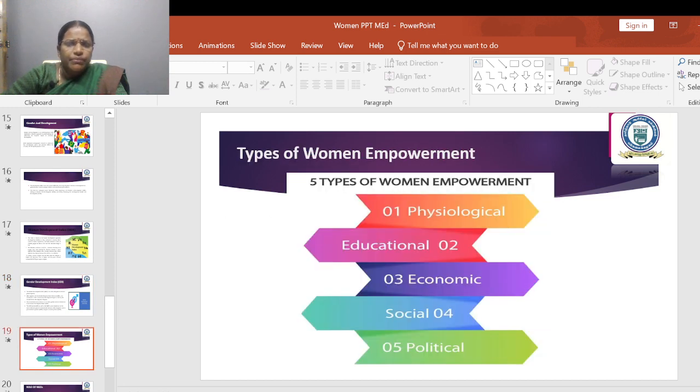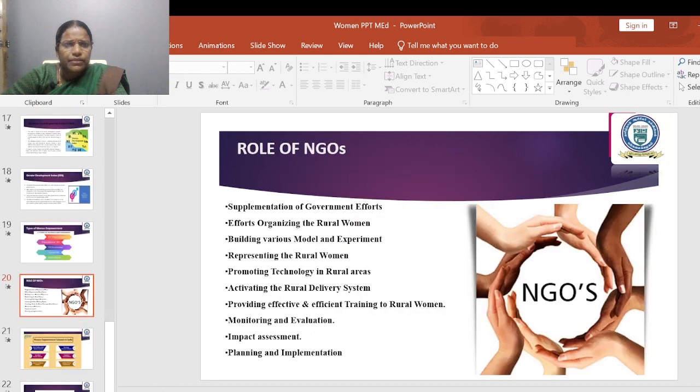Types of women empowerment. There are five types of women empowerment. One is physiological women empowerment. Second is educational women empowerment. Third is economic women empowerment. Fourth is social women empowerment. Finally, political women empowerment.